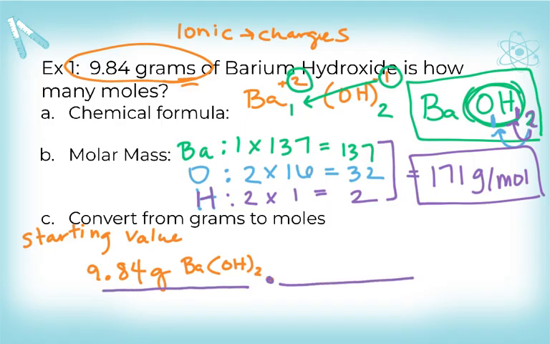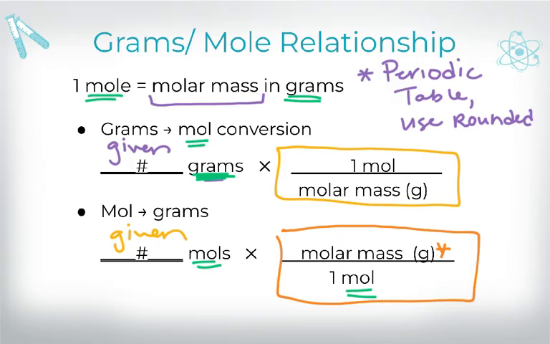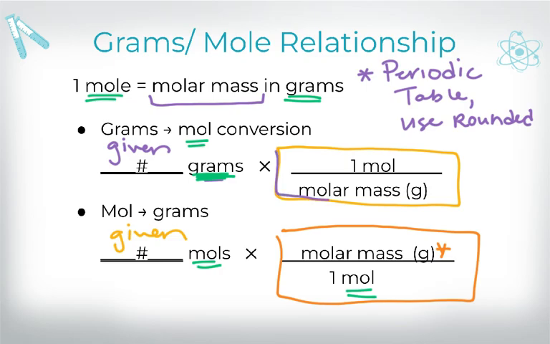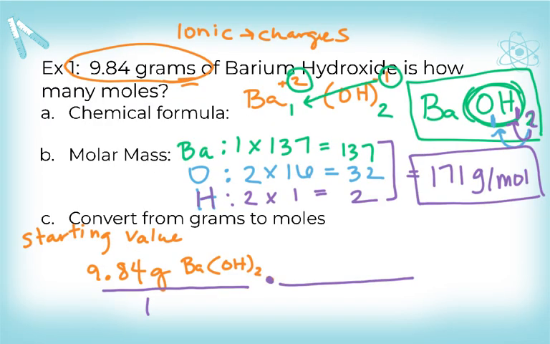Whenever I do that, because I'm going to be working with multiplying fractions, I like to put my first starting value over 1, just so then I have a fraction. And as I look back, because I'm going from grams to moles, I'm going to write my conversion factor this way, where 1 mole is on the top and the molar mass is on the bottom. So we're going to have our molar mass on the bottom, so 171 grams of barium hydroxide on the bottom, and then 1 is equal to 1 mole of barium hydroxide on the top.